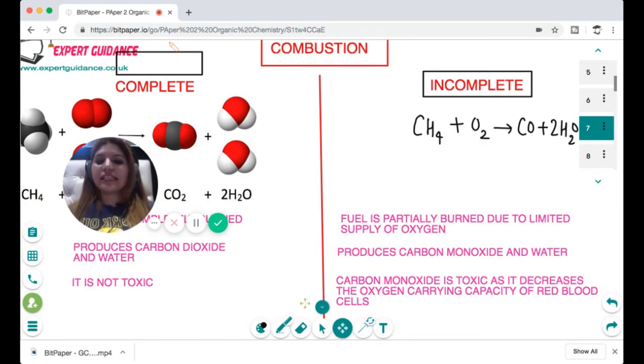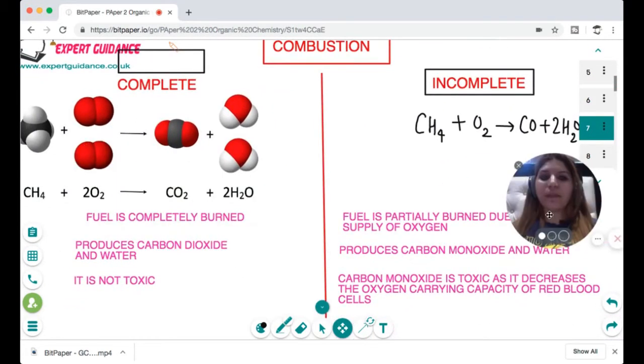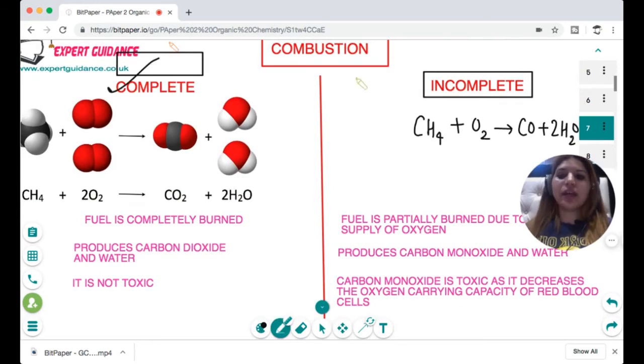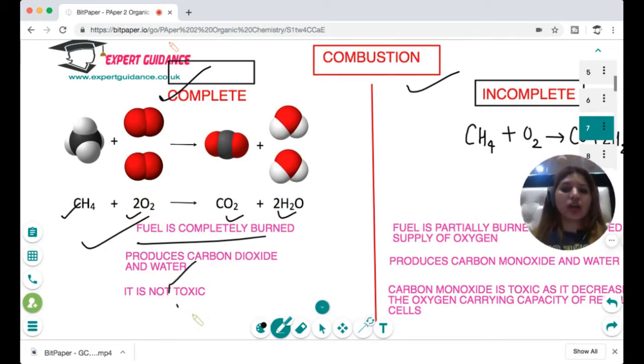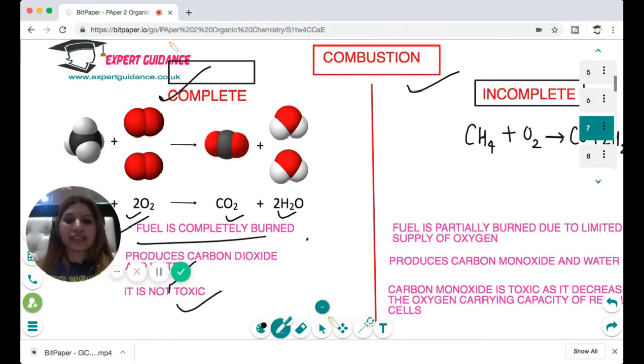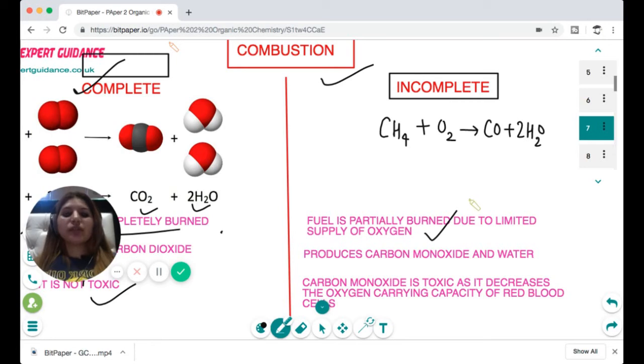Now, next is the reactions of alkanes. Alkanes show only 2 types of combustion: complete and incomplete. What is complete combustion? Combustion is when the fuel is completely burned. So hydrocarbon plus oxygen gives carbon dioxide and water, and it is not toxic as it is not producing any harmful gases. On the other hand, incomplete combustion is when the fuel is partially burned due to a limited supply of oxygen. So the hydrocarbon burns to give carbon monoxide and water.